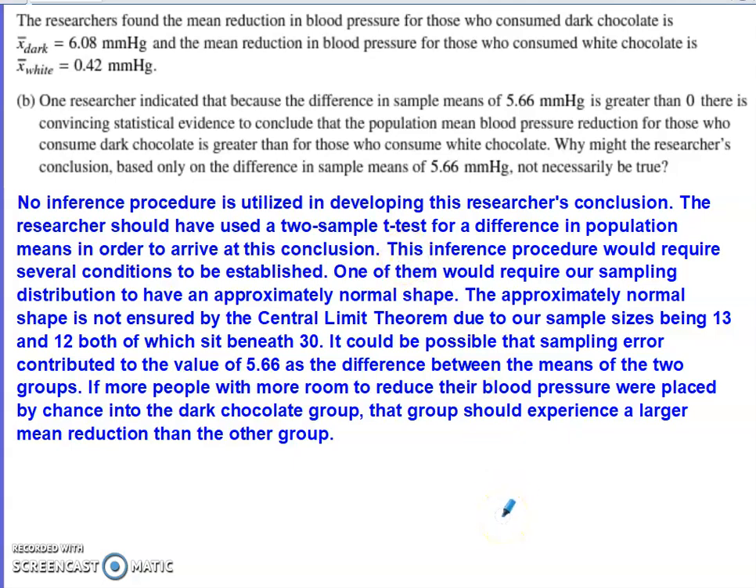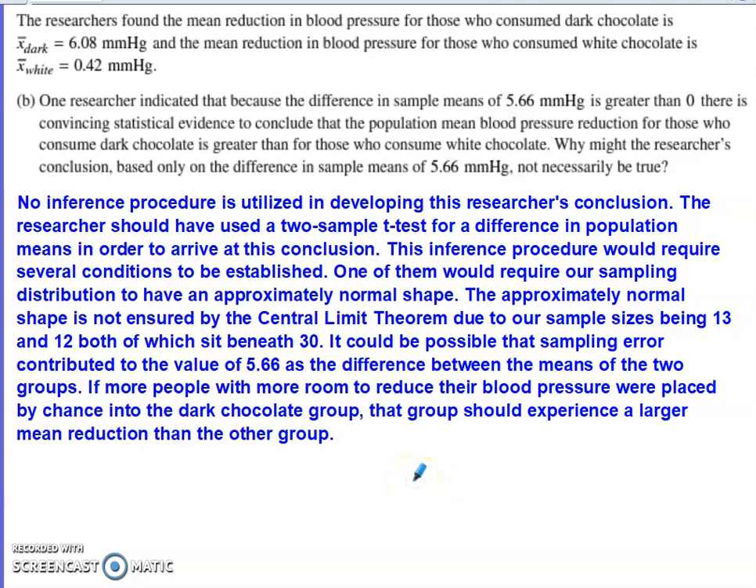And then in addition to that, one of the things that an inference procedure would involve is that the sampling distribution have an approximately normal shape. For a situation involving means, in order for the sampling distribution to have an approximately normal shape, we would typically like our sample sizes, in this case 13 and 12, to be above 30, because then the central limit theorem is going to ensure that the sampling distribution for each of the samples, the dark chocolate group and the white chocolate group, is approximately normal. These sample sizes are significantly beneath that value.